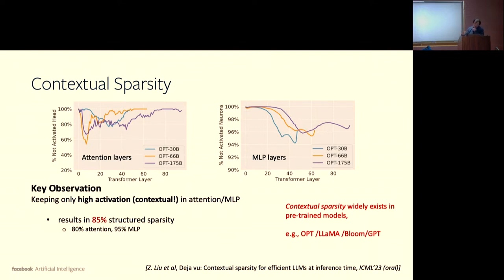So the idea is very simple, right? We want to only keep the high activation tokens in attention and MLP and use that to accelerate the inference of large neural models. Empirically, you see a lot of heads that are not activated for each of the forward passes, and you also see a lot of MLP activations that are not activated. That's not great, because this means the corresponding weights are loaded for nothing.